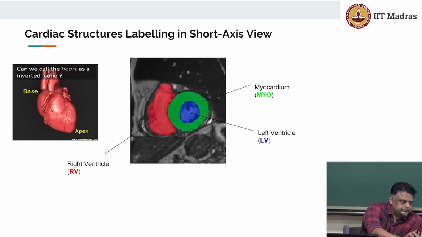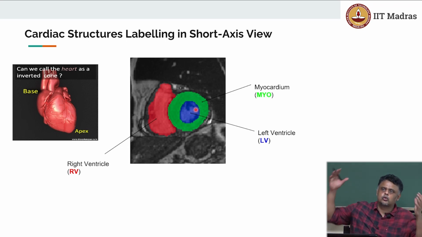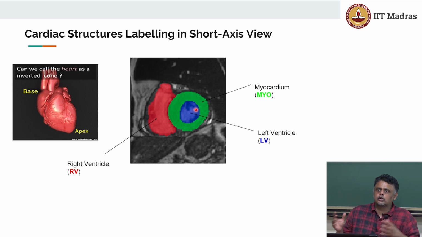All right, so what is it that we want to do from the point of view of diagnosis? What people typically want to estimate are three things. One is the left ventricular volume when it's completely filled, and when it's completely pumped out. Because the left ventricle is where blood is pumped out throughout the body. So when it fills and when it's completely empty, you want to know the volume of the left ventricle, which is the blue area.